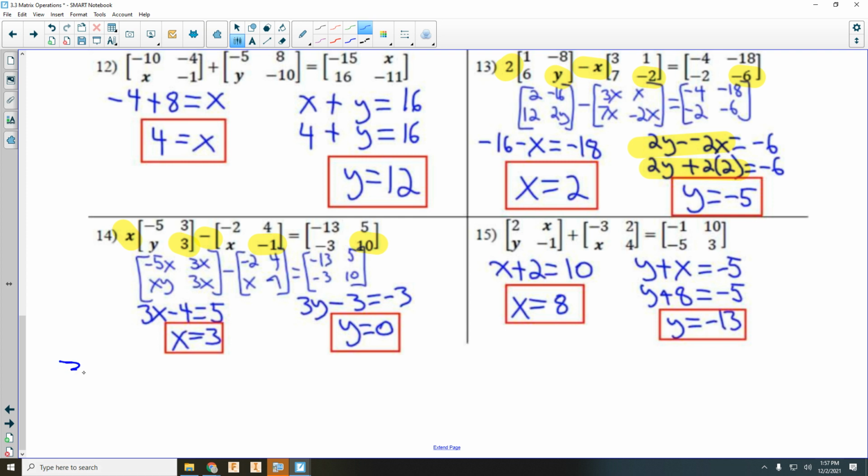3x plus 1 equals 10. So then we'd subtract 1. That's the way I would have done that one. There's more than one way to do these, which is one of the tricky things. So then 3x equals 9. And divide by 3, you get positive 3.